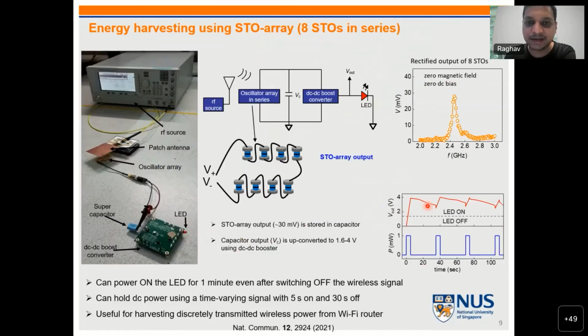After this initial testing, we connected 8 oscillators in series. This signal generator is used as a source, and this is a patch antenna which can generate a signal at 2.45 gigahertz. We bombarded the chip with the 2.45 gigahertz signal at 0 dBm, and we observed 30 millivolt at the output of this oscillator chip. We stored this voltage in this supercapacitor, and by using this booster, we converted this 30 millivolt to about 4 volt. And from 4 volt, we lit up this LED. So this is basically the demonstration of an energy harvesting system using these STO arrays. Also, we have shown that this setup is capable of holding the voltage for 1 minute at least. Since your Wi-Fi routers are not continuous, that is also very useful for actual applications.